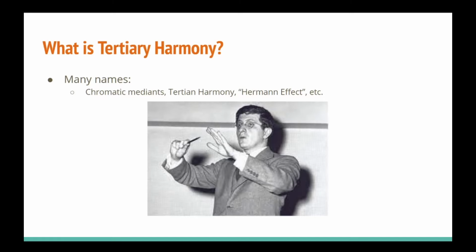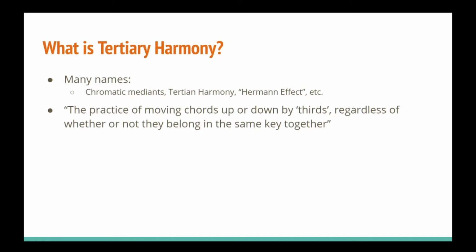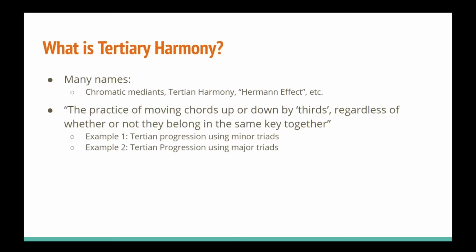Putting it simply, tertiary harmony is just the practice of moving chords up or down by thirds, regardless of whether or not they belong in the same key together. For example, here is an example of a chord progression written using minor triads and tertiary harmony. And here is an example of a chord progression written using major triads and tertiary harmony.